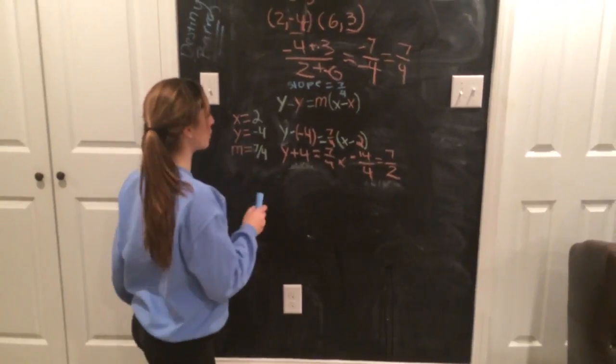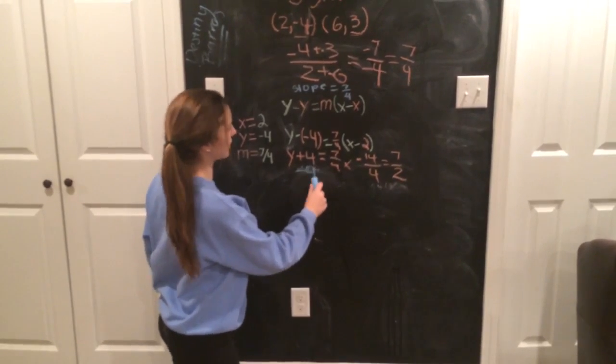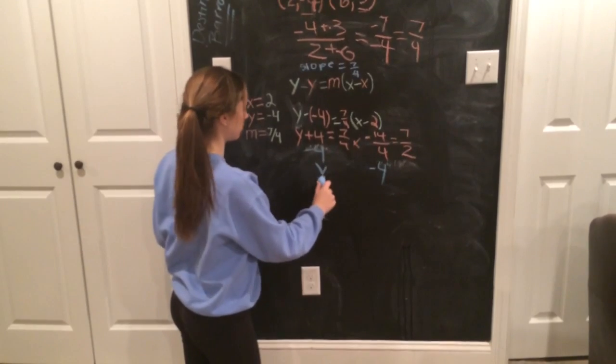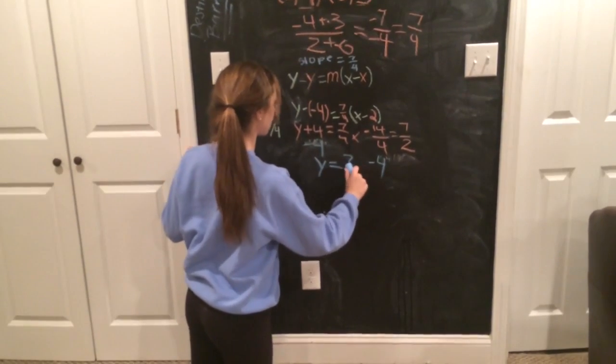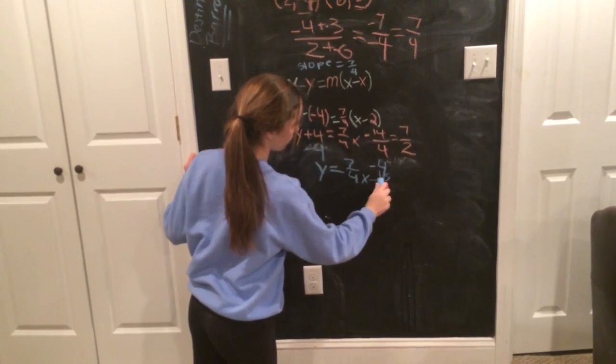Get the y value alone or put it in slope-intercept form. To do this, you want to subtract 4 from both sides, and this will get you y equals 7/4 x minus 15 over 2.